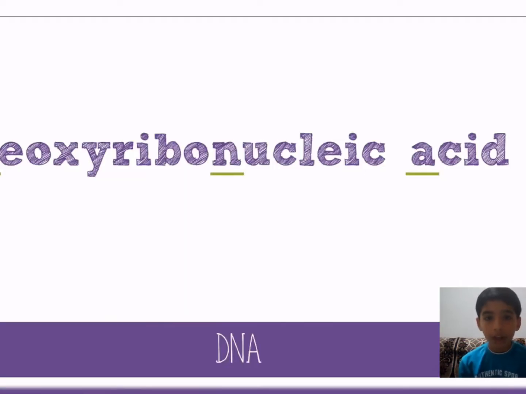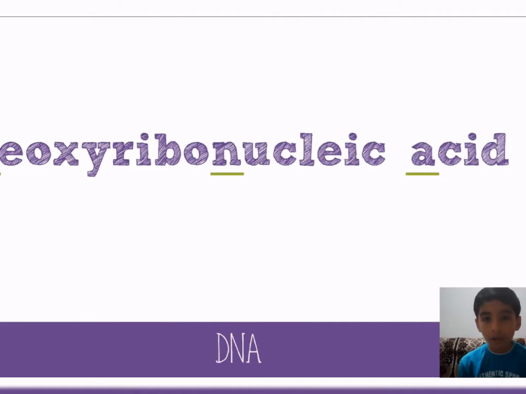DNA stands for deoxyribonucleic acid, D for deoxyribose sugar and N and A for nucleic acid. DNA contains the information that determines inherited characteristics. It has code for making proteins. DNA is found both in eukaryotic and prokaryotic cells.